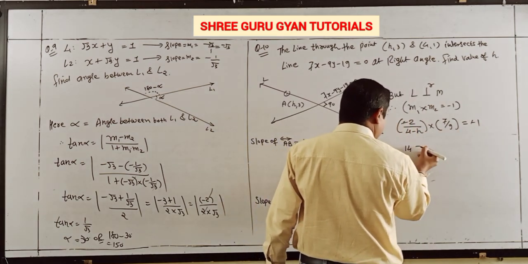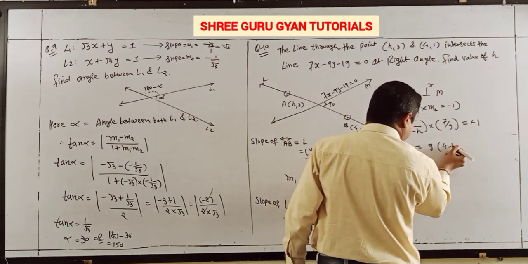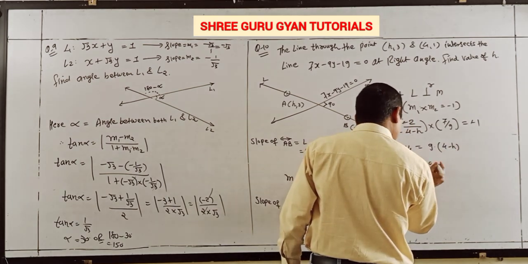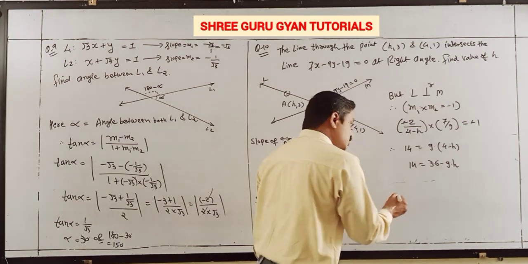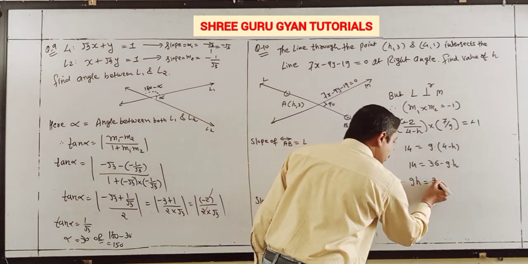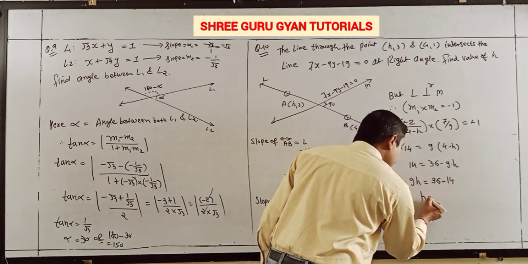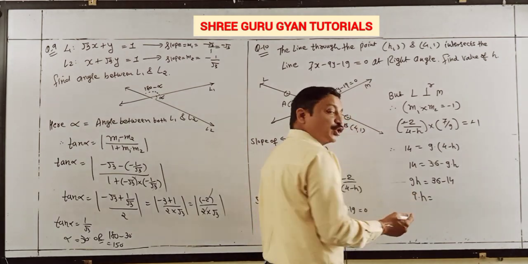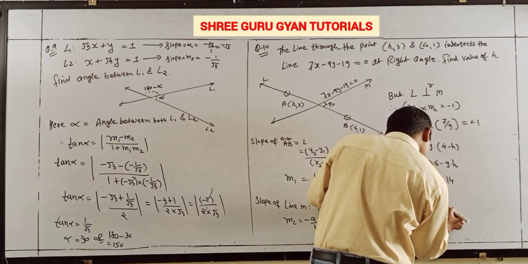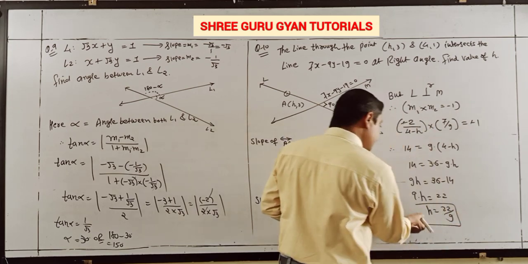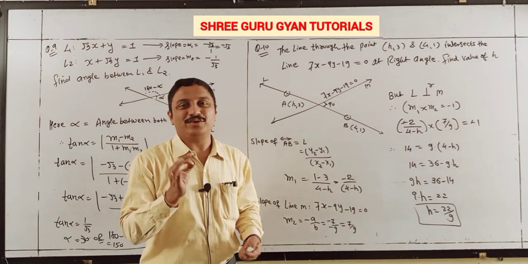7 twos are 14, and 9 with the 4 minus h. So 9 fours are 36 minus 9h. So 9h is equal to 36 minus 14, which is 22. So h is 22 by 9. That way you can easily derive your answer.